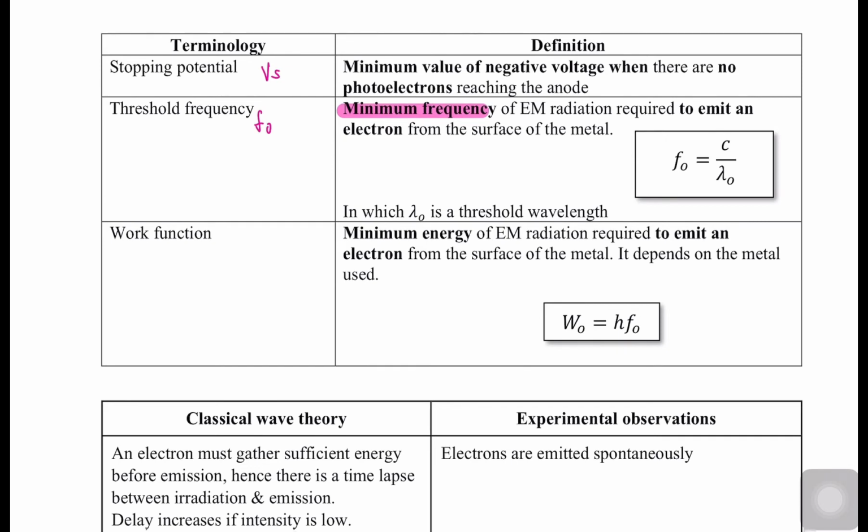Okay, so tadi saya tunjuk F equal to C over lambda. Kalau nak cari wavelength threshold, so jadikan F0 equal to C over lambda naught. Your speed of light ni is remain constant.